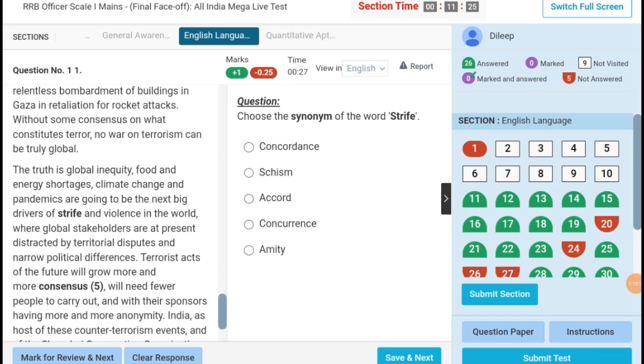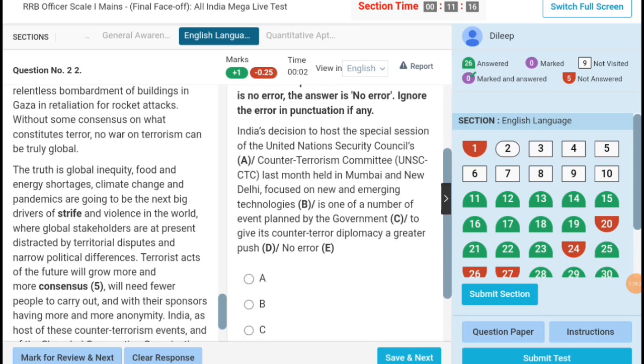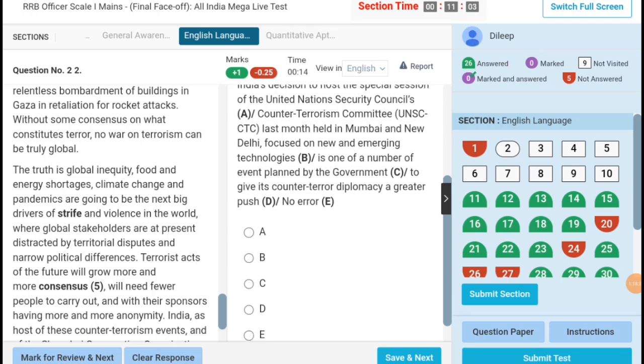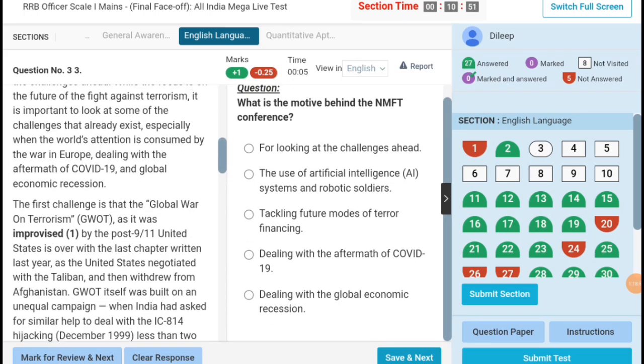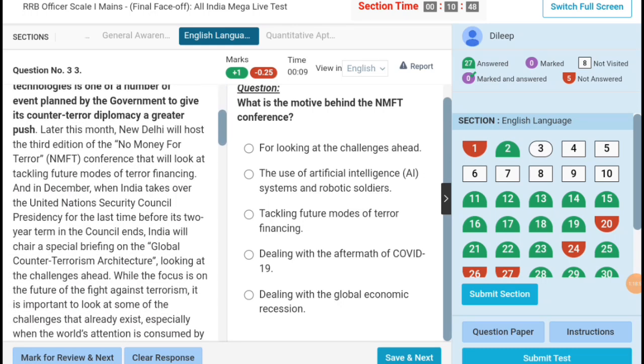Next big drivers of the end. India's decision to host the special session of the United Nations Security Council Counterterrorism Committee, held in Mumbai and New Delhi, focused on new and emerging technologies, is one of a number of events planned by the government. What is the motive behind NMFT? Future modes of terror financing.